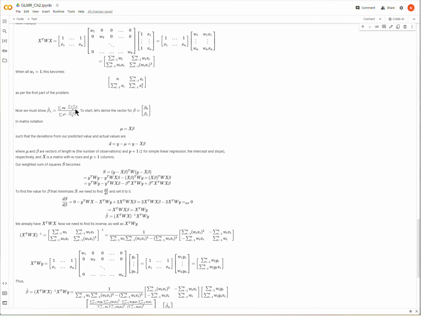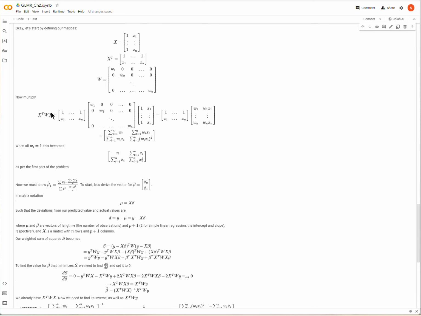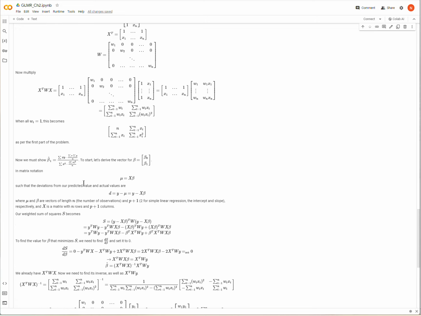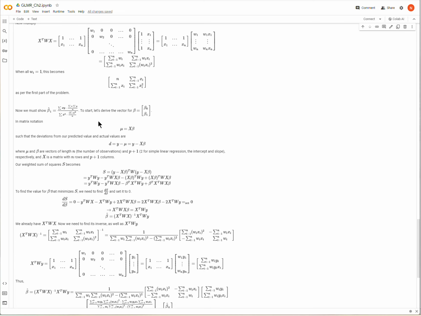Now, the next thing that we want to show is that beta 1 is equal to this expression right here. Given that we've derived our expression for X transpose W X, we want to show that this expression for beta 1, the slope, is implied. In order to do this, we're going to derive both the intercept and the slope, because we're using matrix multiplication, and when we do that we get everything together.